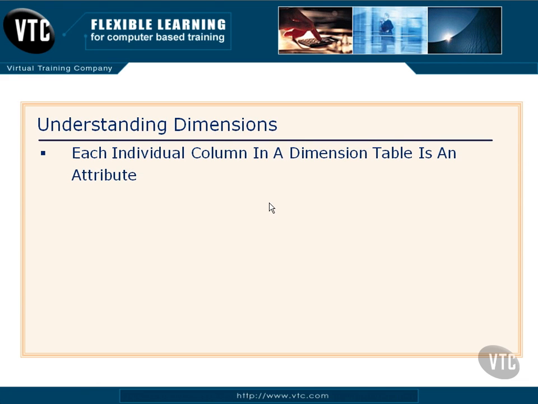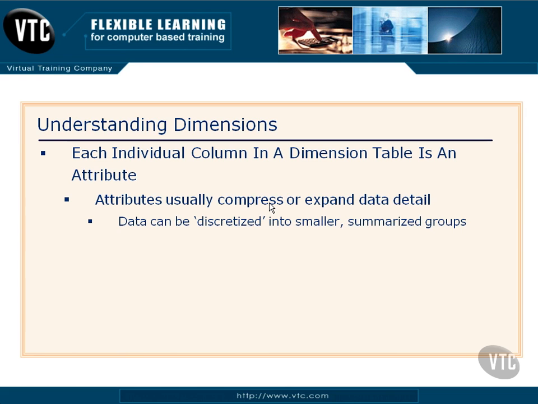When you're dealing with dimensions, each individual column in a dimension table really becomes kind of an attribute that we can use to describe or to further define that fact or that number that's being pulled from the fact table. And the attributes will generally compress or expand the level of detail that we can see on that data. Now keep in mind, data can be discretized into smaller summarized groups.